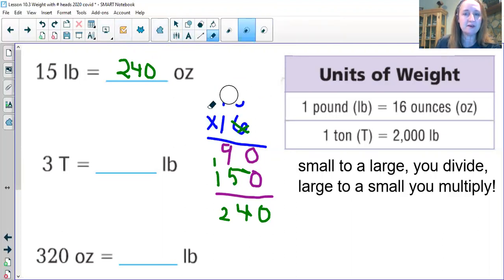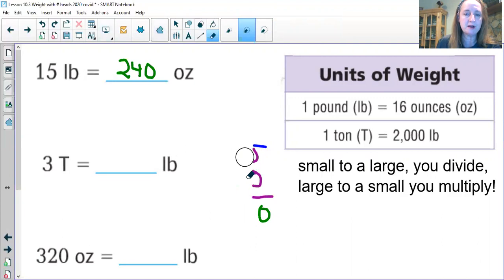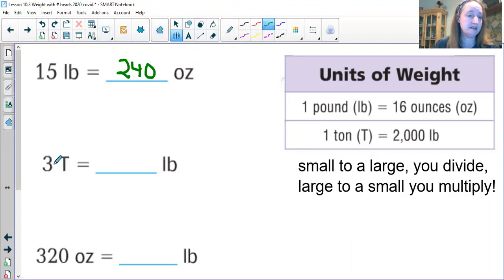All right, let's go ahead and erase. Got to grab my eraser and erase this all down. And then we're going to make room here to do our next question. Okay, get your pencils ready. So our next question, we're going to convert 3 tons to pounds. Now I know that 1 ton equals 2,000 pounds. So if I have 3 tons, I'm going to have a lot more pounds, aren't I? So let's think. We're going to go from a large to a small because tons are a lot bigger.